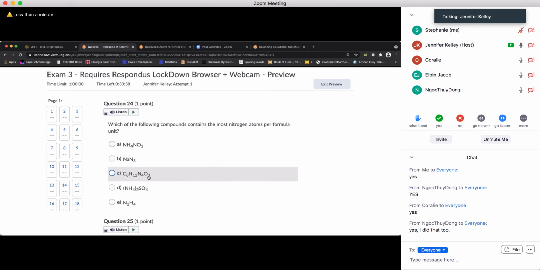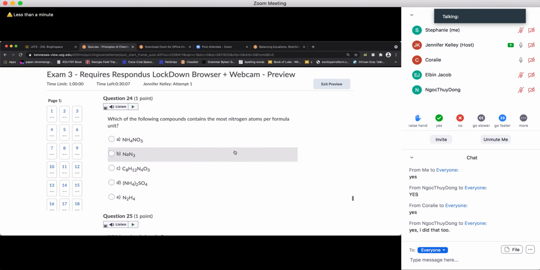The next one is not a formula unit. The one after that is a formula unit because it's two polyatomic ions, and it's got two nitrogen though, so B still has more. And then E is also not a formula unit. So formula unit has to be ionic. So you really only have the choices between D, B, and A, and then B is the one with the most. Can you repeat that? Formula unit has to be an ionic compound.